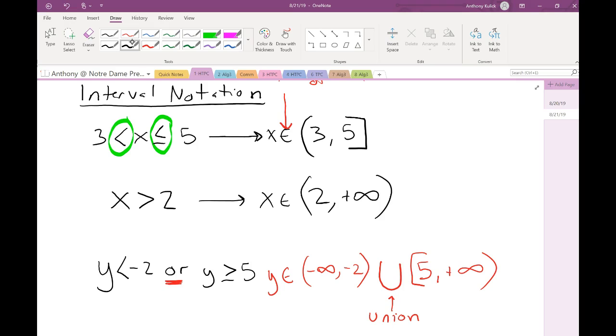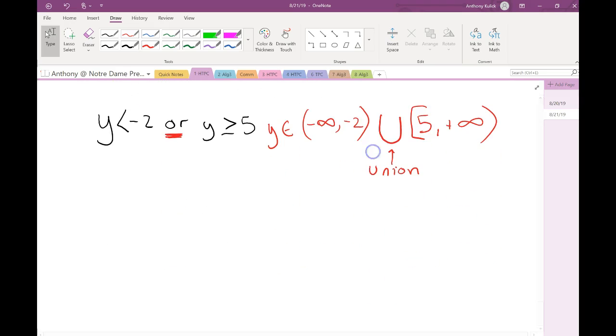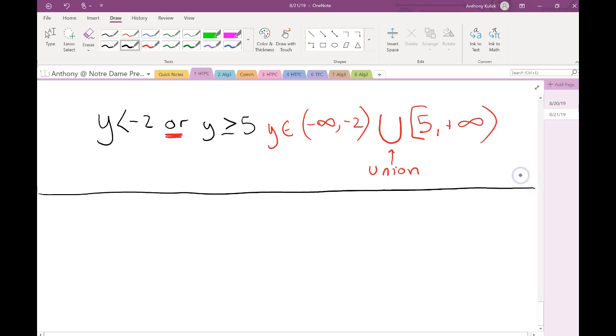So we're going to write our domains and ranges using these interval notations. So let's talk about writing the domain for some examples.